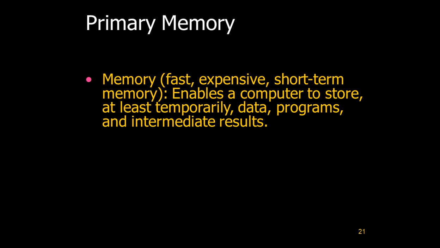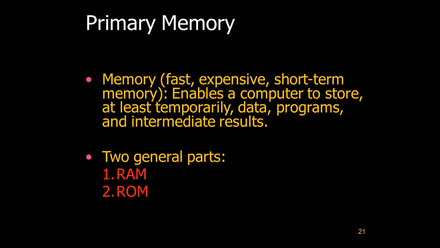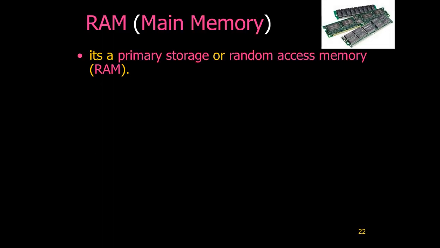Primary memory is like your human brain, where you use your memory to remember. So primary memory enables the computer to store at least temporary data, programs, and intermediate results. There are two types of memory, RAM and ROM.